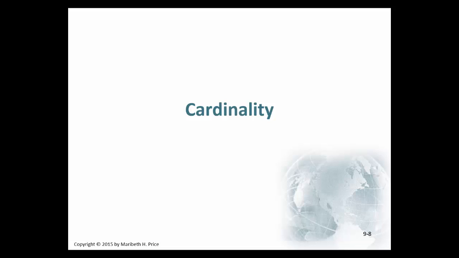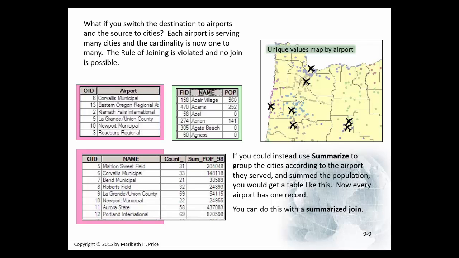The definition of cardinality is the correspondence or equivalence between sets, how sets relate to each other. For example, if one row in a table is related to three rows in another table, the cardinality is one to many. The rule of joins applies to spatial joins as well. With spatial joins, we must use a summarized join if we encounter a one-to-many relationship.